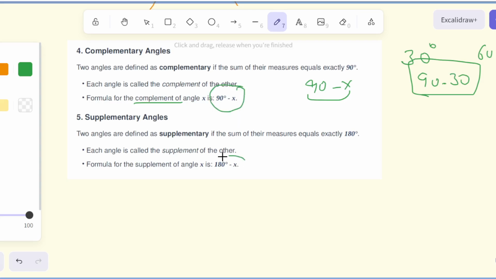And similarly, we have a concept called supplement of an angle. Supplement means just 180 minus that angle. Yeah, we can do some questions. I'll take something and you just tell me. What will be the complement of 63? So that would be 90 minus 63.